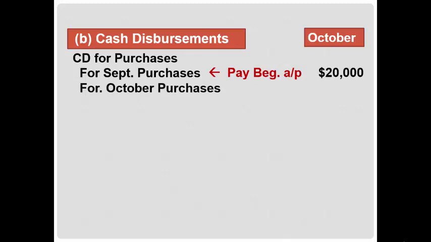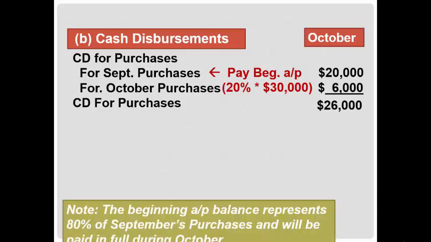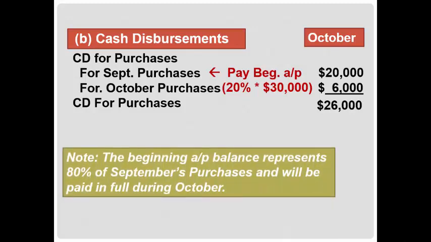Then in October, we're going to pay 20% of the $30,000 of purchases, or $6,000. So our cash disbursements for purchases are $26,000. Now once again, this is different than any prior problems we've worked. So note that the beginning accounts payable balance represents 80% of September's purchases, because remember, in September we would have paid 20% of September's purchases. So therefore, in October, we will pay this off in full.